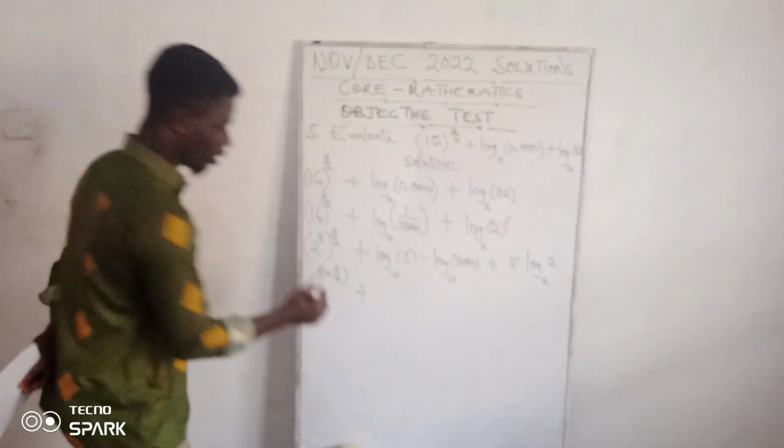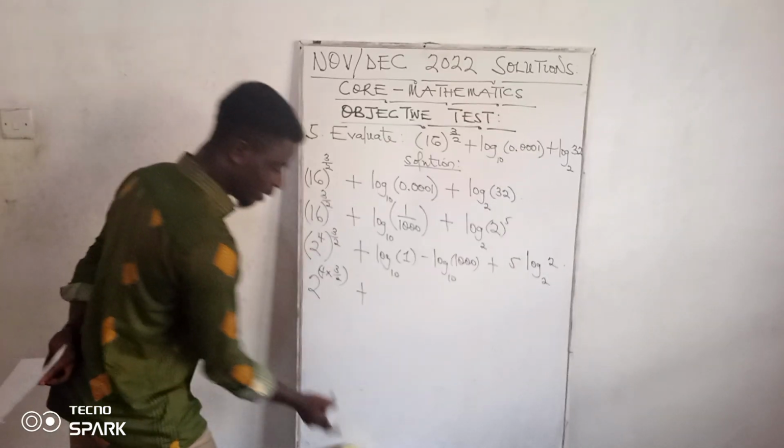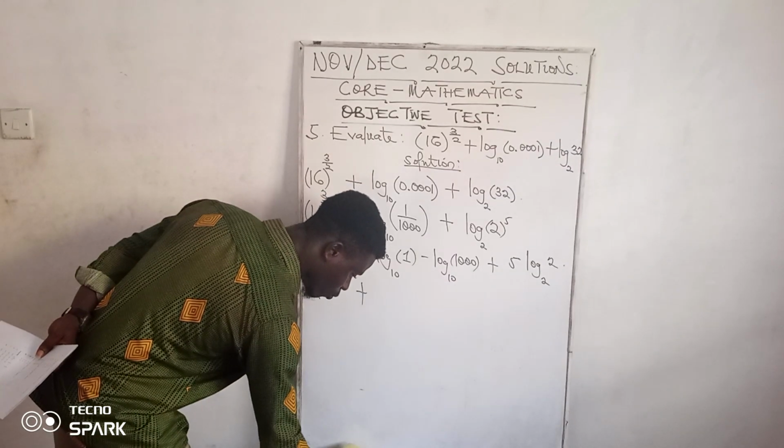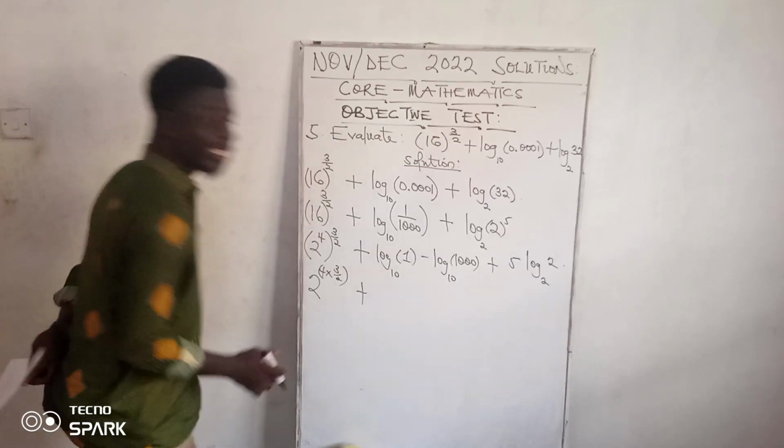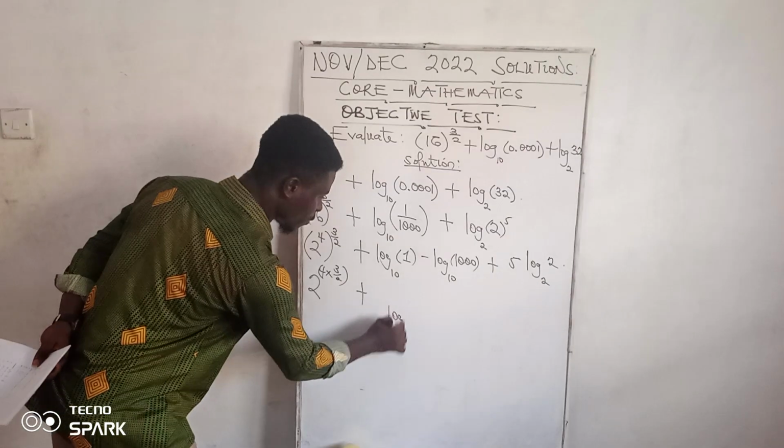What's the answer? Watch here. I want log 1 base 10. You can punch it on your calculator. Log 1 base 10, which is what? 0. Let's see why it is 0. Log 1 base 10.